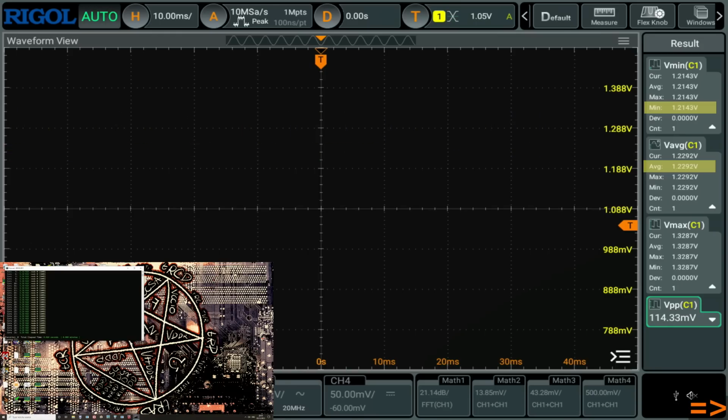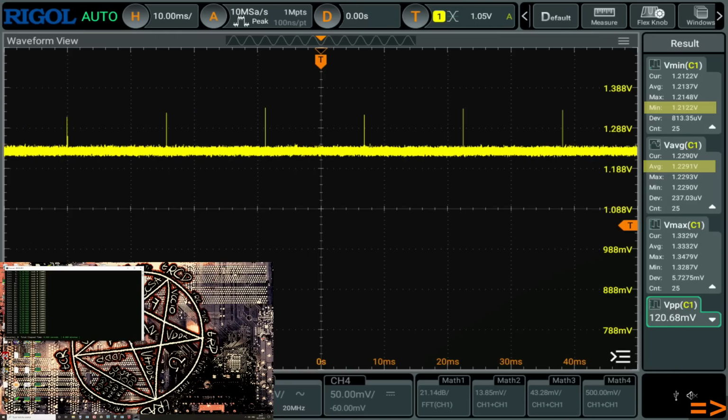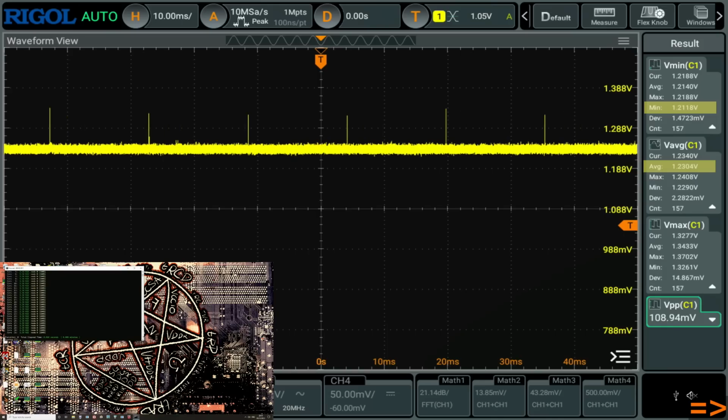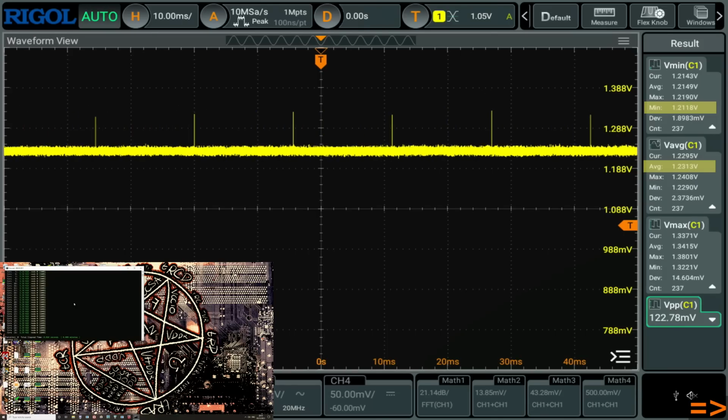Anyway, if we clear the statistics now, we see 1.229. If I move the correct mouse, we see like 20 millivolts of undershoot, which is a very good result. Also, for some reason our average voltage has gone up. Oh, and now it came back down again.